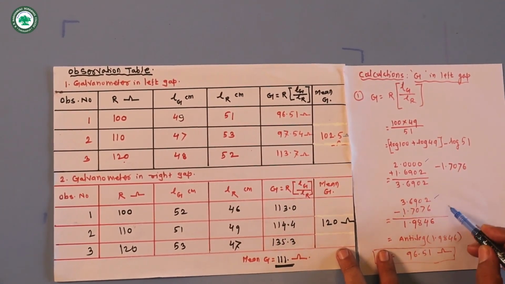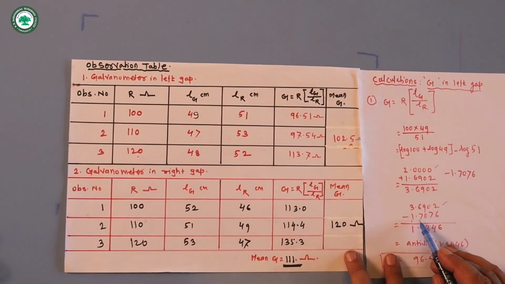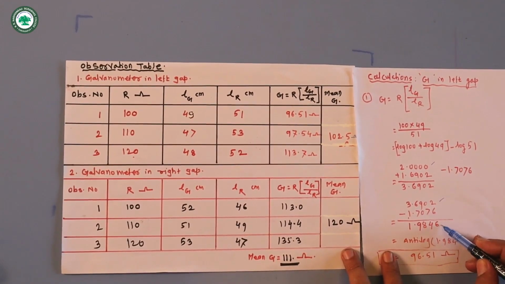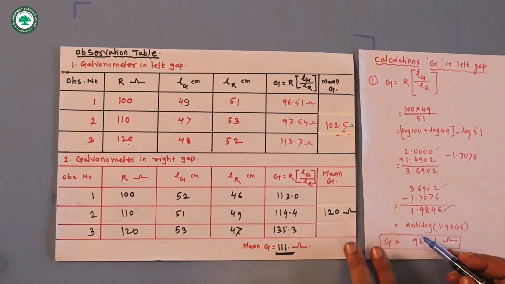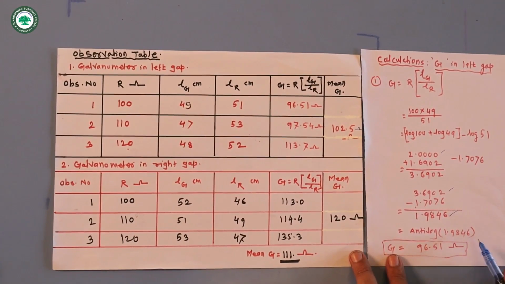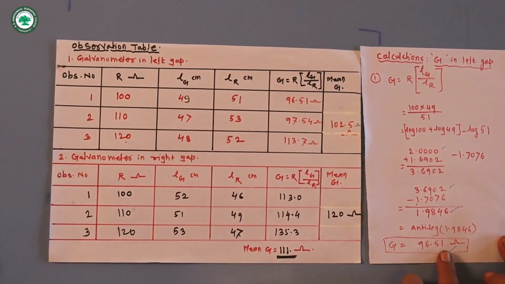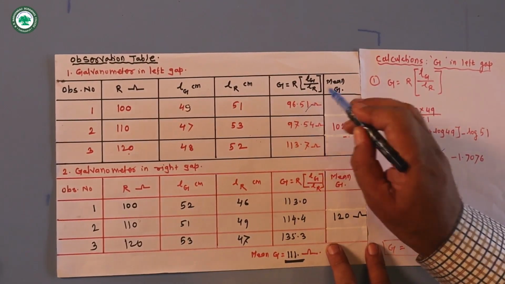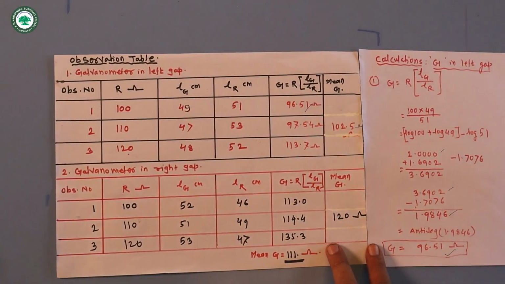Now make the addition of these two, get 3.6902. Now this 3.6902 minus this 1.7076, make the subtraction, get 1.9846. Now see the antilog of 1.9846, get 96.51. This is the value of resistance. Here we calculated 96.51. This is the first calculation.